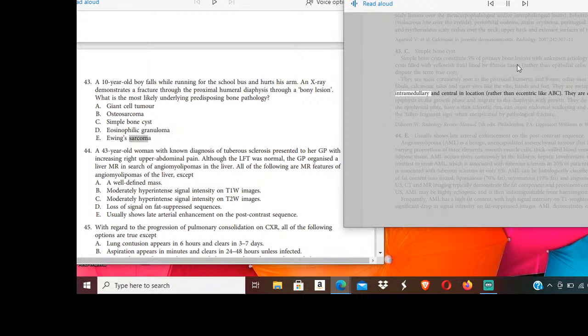They are metaphyseal, intramedullary, and central in location, rather than eccentric like ABC. They are close to the epiphysis in the growth phase and migrate to the diaphysis with growth. They do not cross the epiphyseal plate, have a thin sclerotic rim, can cause endosteal scalloping, and demonstrate the fallen fragment sign when complicated by pathological fracture. Dähnert W. Radiology Review Manual, 7th ed. Philadelphia, PA: Lippincott Williams and Wilkins, 2011.